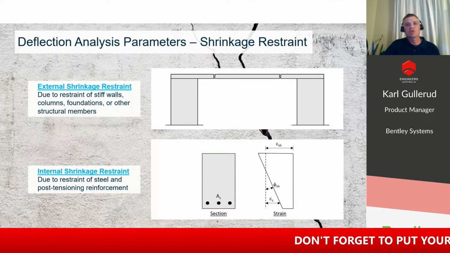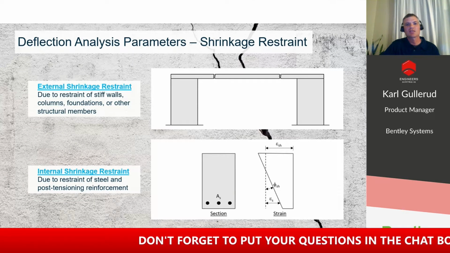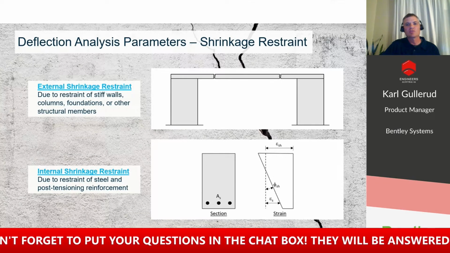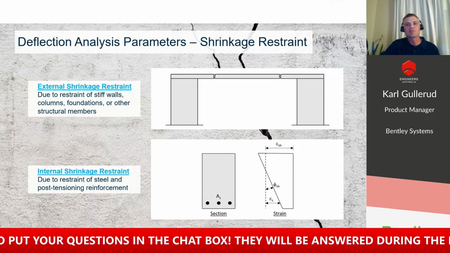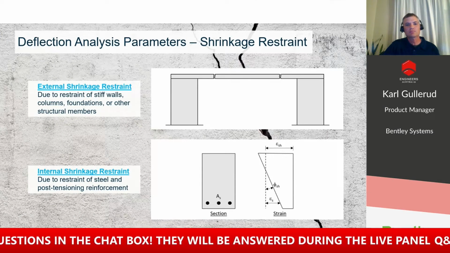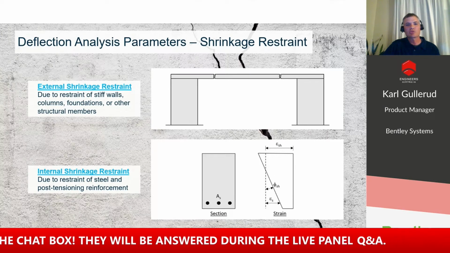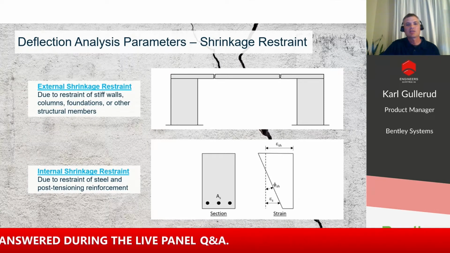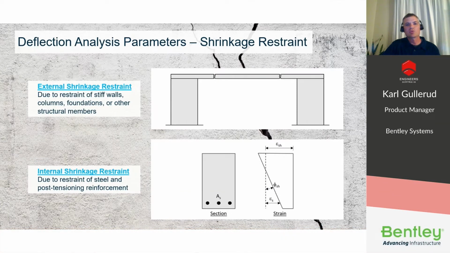Restraint to shrinkage causes a buildup of tension stress, which can then lead to significant concrete cracking. We like to distinguish shrinkage restraint into two categories, external and internal. External shrinkage restraint is primarily due to stiff supports. Concrete floors that shrink tend to displace toward the center of rigidity of the floor. And then when stiff supports restrict that movement, tension stress is induced in the concrete, which then leads to cracking.